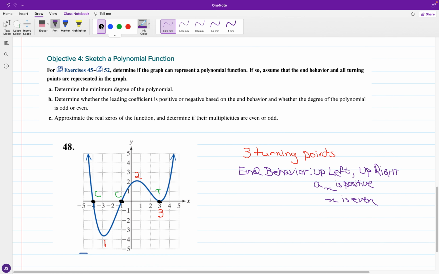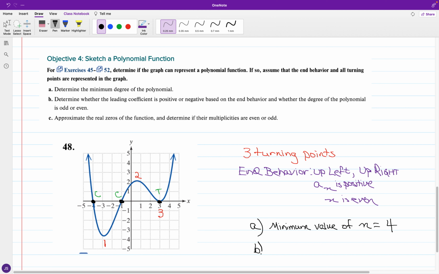Now for the minimum degree of the polynomial, in part A, the minimum value of n is going to be even, and it's going to be the smallest even number higher than the number of turning points. So we had 3 turning points, and so the minimum value of the degree is going to be 4.